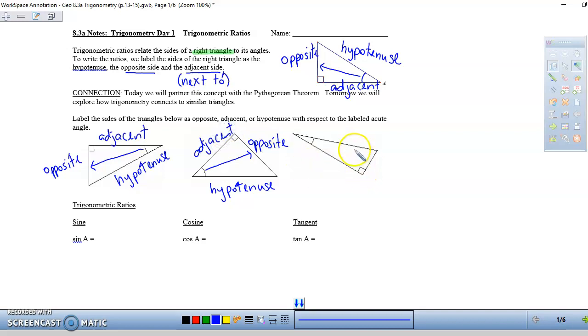Last one, so across here is the hypotenuse. I'm going to start abbreviating. Here's the angle that's labeled, and we go across, that is the opposite. And then the remaining side is the adjacent.